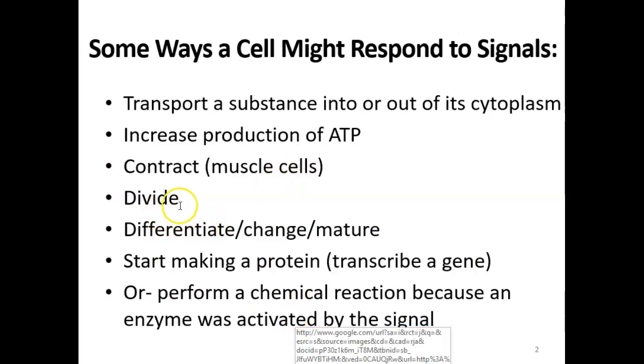So cells might divide or differentiate, mature in response to a signal. They could also start making a protein or perform some chemical reaction.